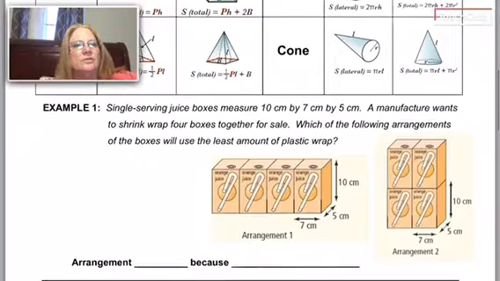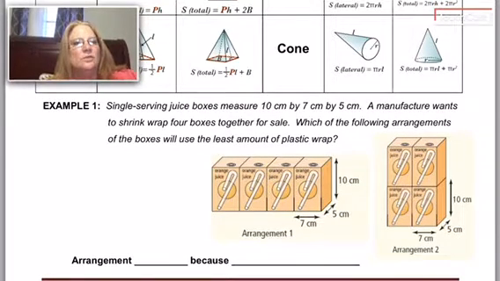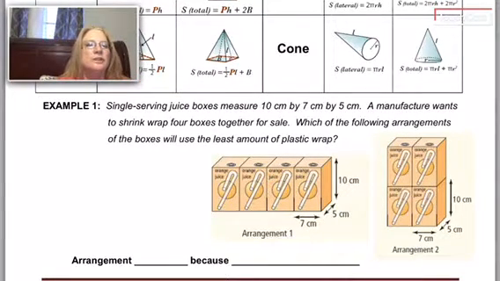All right, so this first problem deals with two different configurations of 4 juice boxes that are going to be wrapped together with plastic wrap. And we want to look at the two of them, and plastic wrap would be the surface area, and determine which would be the better fit. So let's start with the first one.